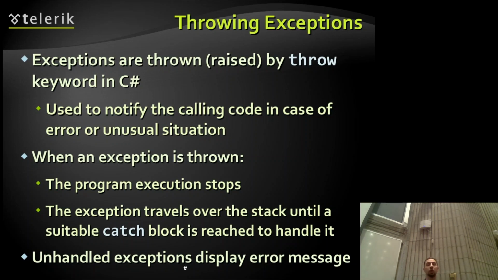Used to notify the calling code in case of error or unusual situation. When an exception is thrown, the program execution stops unless there's a catch block somewhere. The catch block doesn't have to be in the function. It can be in a calling function all the way up to main. Okay? So it will travel up the stack until it finds a catch block that it will recognize. If it gets all the way up to main and still cannot be caught, that's when you see the crash. That's when you see the error message and the whole program goes, nah.